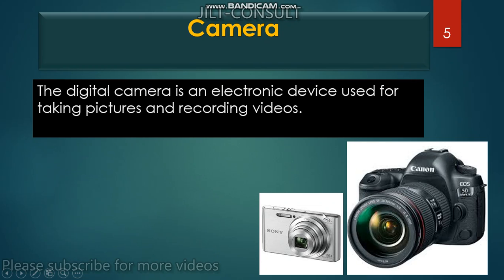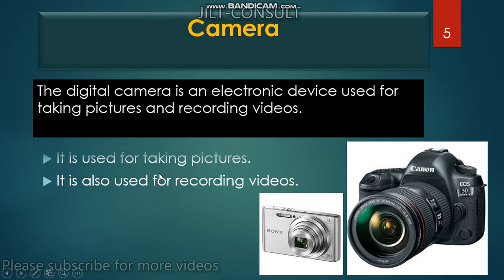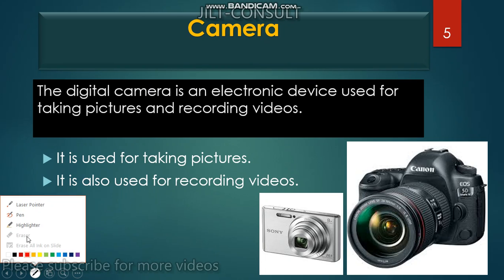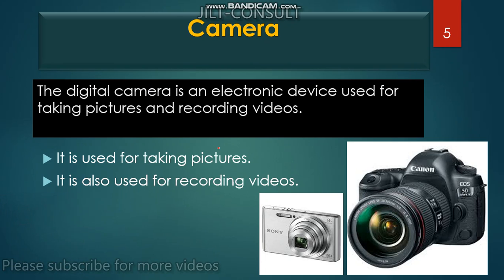Camera. A digital camera is an electronic device which is used for taking pictures and recording videos. One, it is used for taking pictures. Two, it's also used for recording videos. Simple. You should be able to write this for me. Main highlight here is for taking pictures and for recording videos.